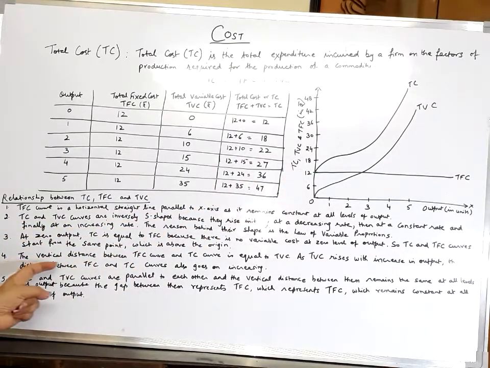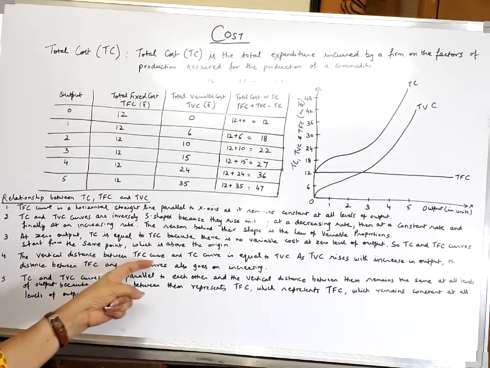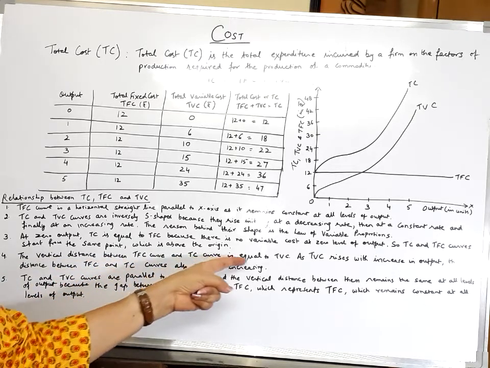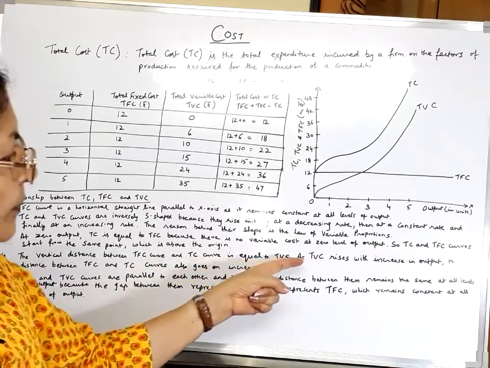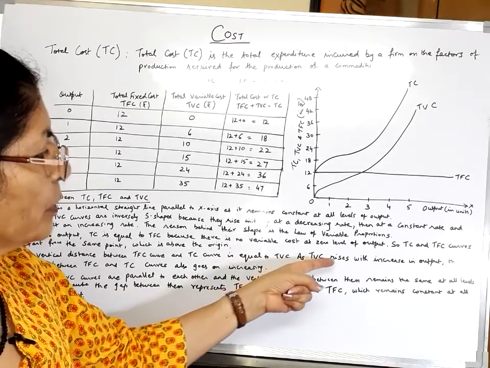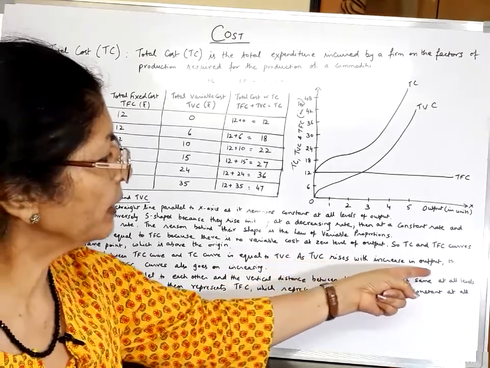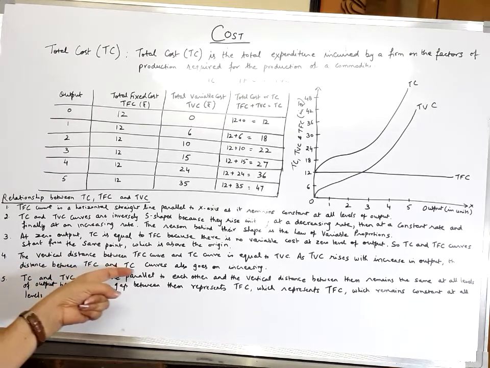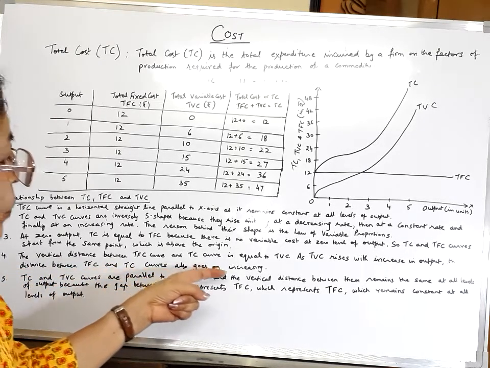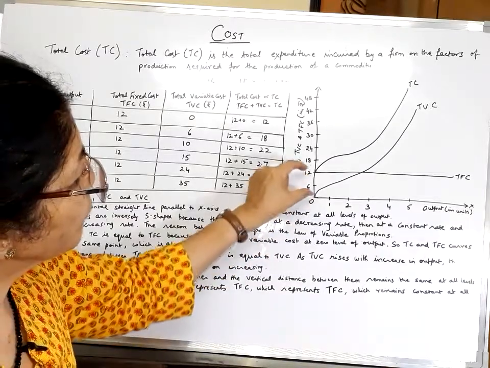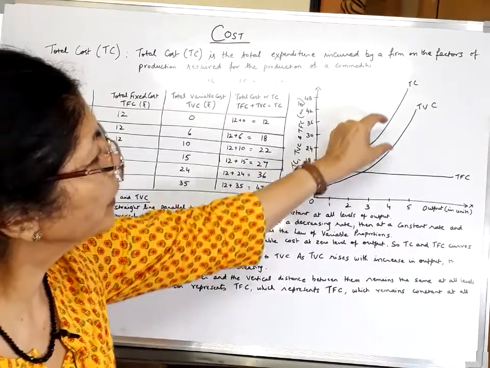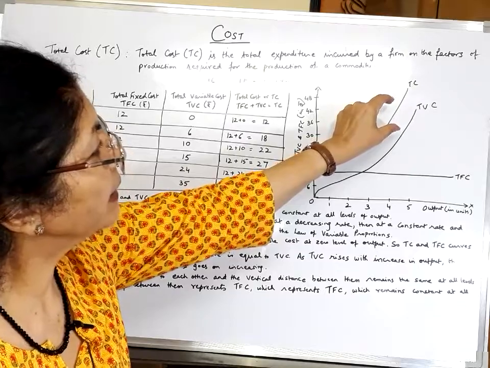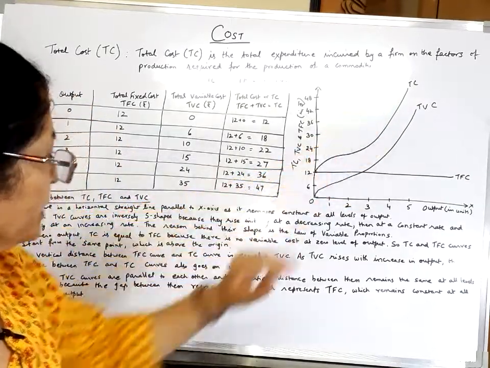Fourth point, the vertical distance between the TFC curve and the TC curve is equal to TVC, total variable cost. As total variable cost rises with increase in output, the distance between the TFC and TC curve also goes on increasing. Please note the difference, that the difference between TFC, TVC and TC will keep on rising.